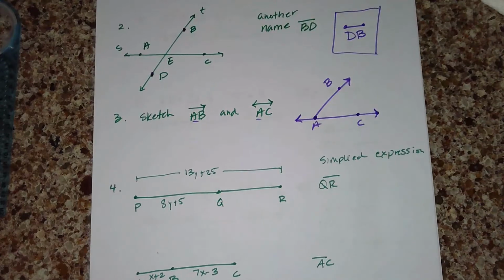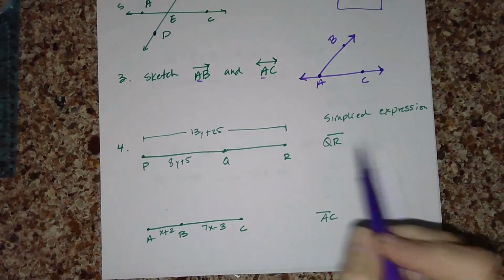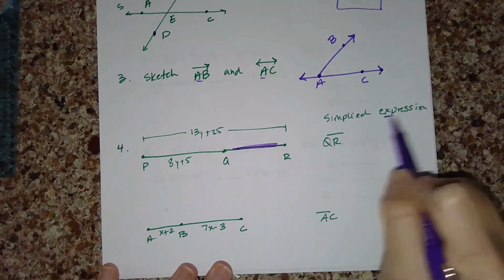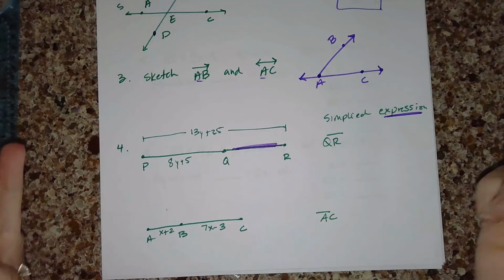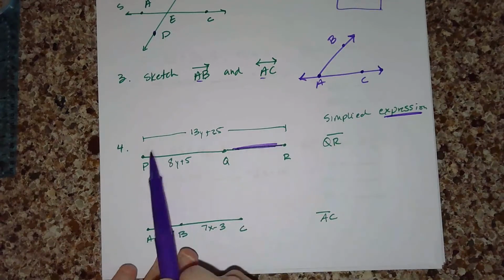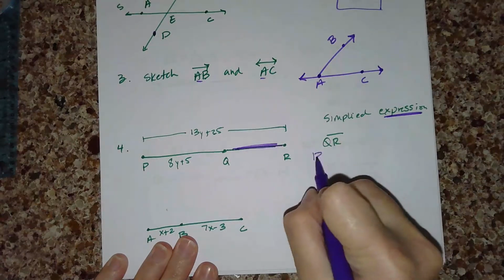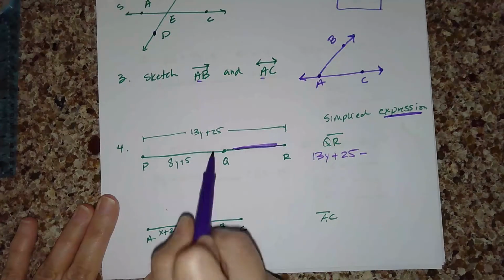All right, number 4. This one is the segment addition postulate. They're asking you to find the length of QR, and they want a simplified expression. When they ask you for this, it means your answer is not a number. It's an expression, something in terms of letters like y's or x's. So in order to get QR, we would have to take the entire segment, which is 13y plus 25, and subtract this piece.